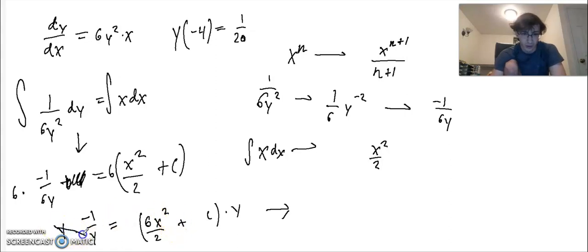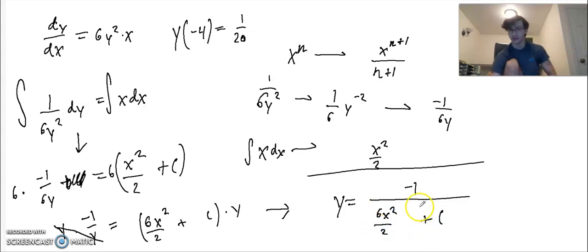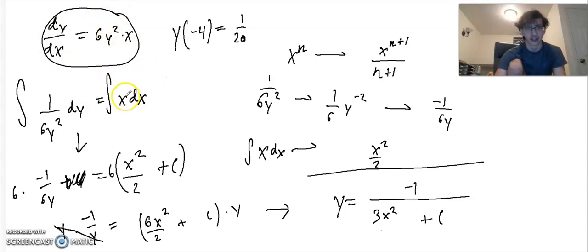So we multiply both sides by y, and we get negative 1 equals 6x squared over 2 plus c all times y. And then we can divide that by negative 1, and we get y equals negative 1 all over 6x squared over 2 plus c. And 6 over 2 is just 3. So now this is our general equation that solves this. That's what y would equal.